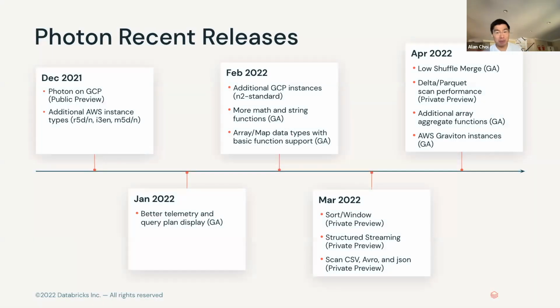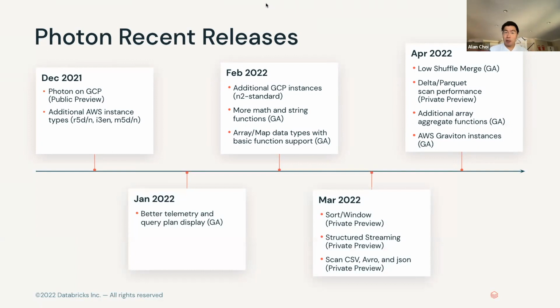A lot of exciting things have happened before. In the past, we started the GCP preview. We added a lot more AWS instances. More recently, we added sorted window in the preview right now, and we also saw that structured streaming is one of the very popular ones, so we also started a private preview. With structured streaming, we see different formats streaming in. Sometimes you do CSV, sometimes you do Avro. For those, we have a native Photon reader to process them very efficiently.